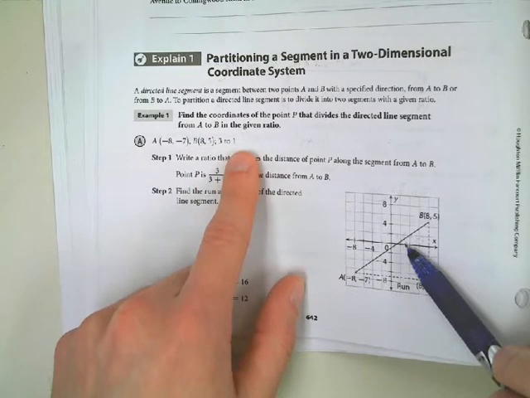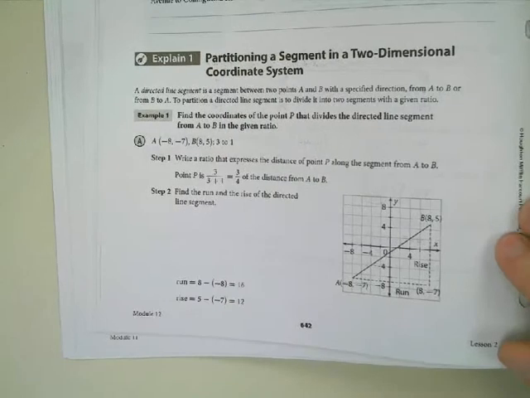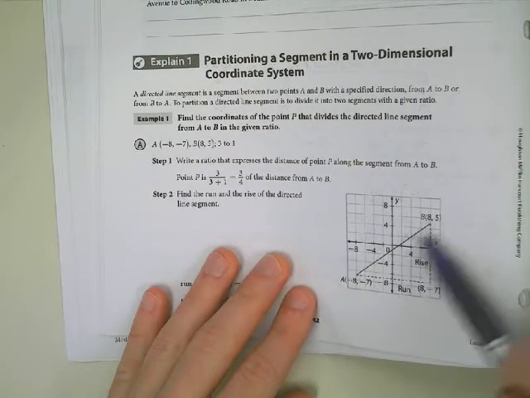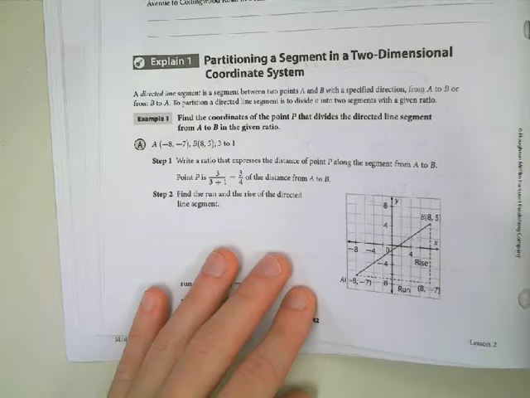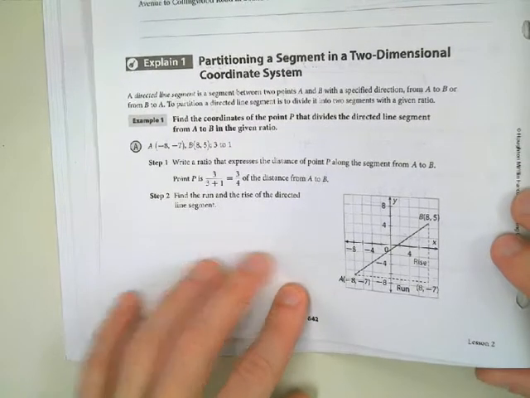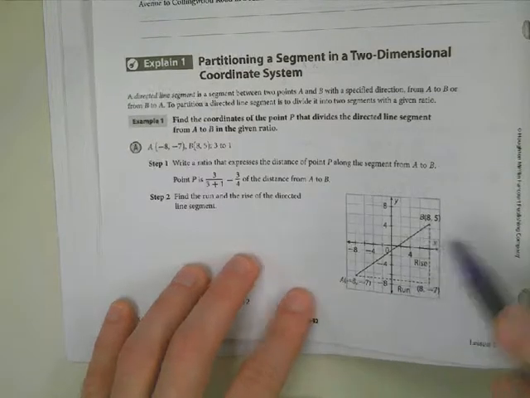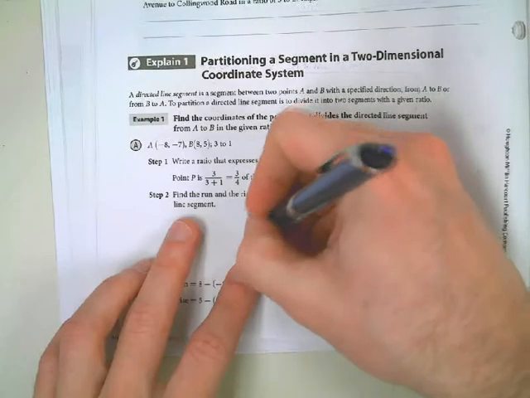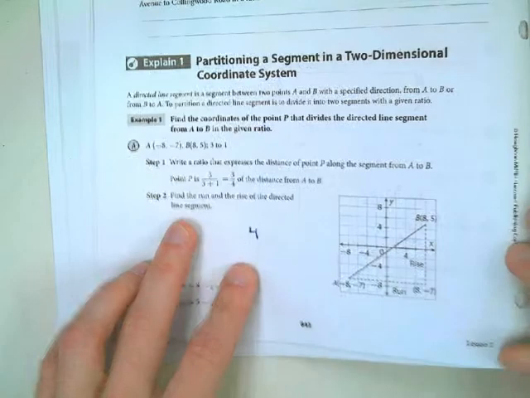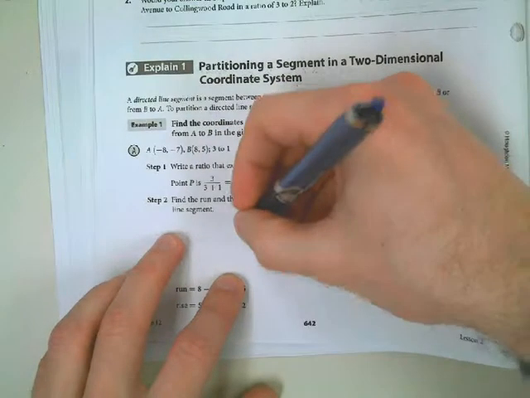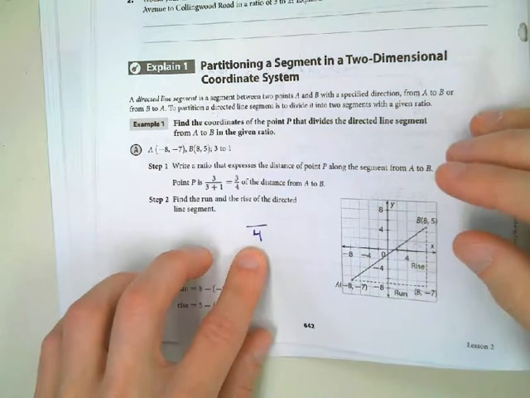Okay? So if there's going to be 3 parts on this side of P and 1 part on the other side of P, how many total parts are we talking about? 4 parts, right? There's going to be 3 parts on the one side, 1 part on the other side. So there's going to be 4 total parts. Okay, 4 total. And then, so that's going to be our bottom number, because that's our total.